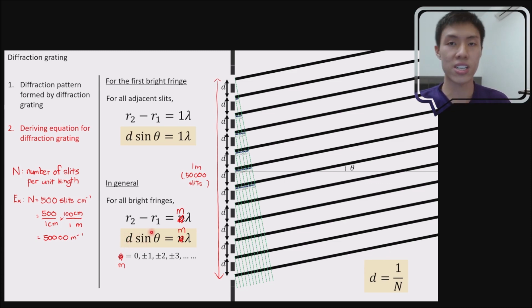So you need to be flexible. If you have information regarding d, then it's good. But if you have no information regarding d, you can obtain it from 1 over n. No problem with that. Now let's move on and talk about the m.